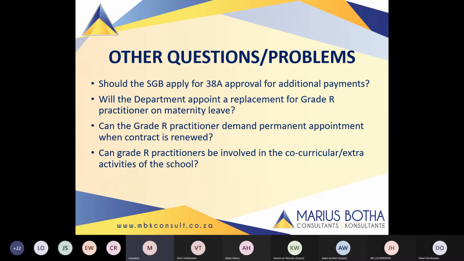And that brings us then to the next question. Can the Grade R practitioner demand permanent appointment when the contract is renewed? Now, this is forthcoming from Section 198 of the Labour Relations Act, 66 of 95 as amended. And 198 says, if you earn less than 211,500 and a couple of rands per year, you actually become permanently employed after 3 months. And if you earn more than 211,500 and a couple of rands per annum, then after 1 year, if the contract is renewed, you become permanent.